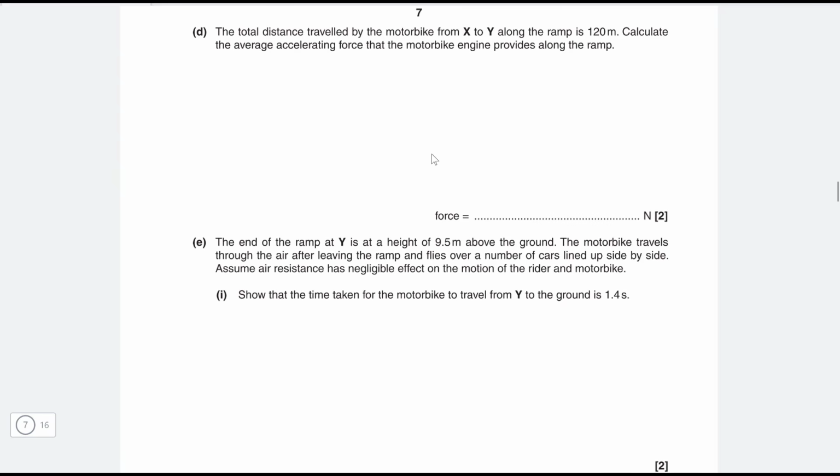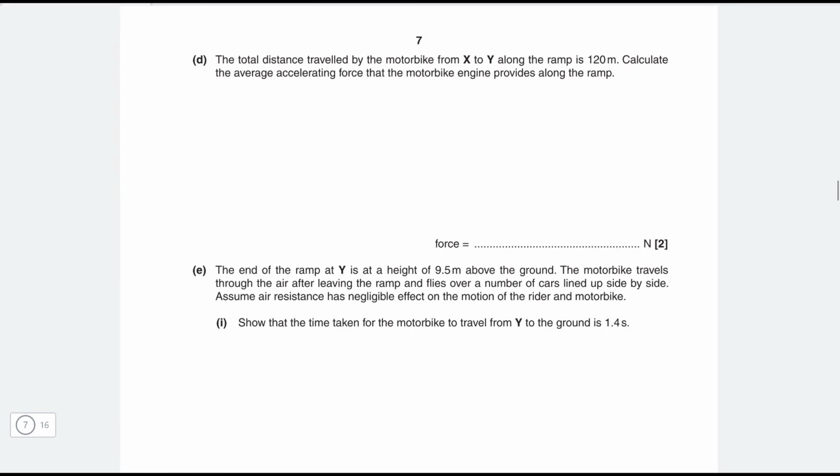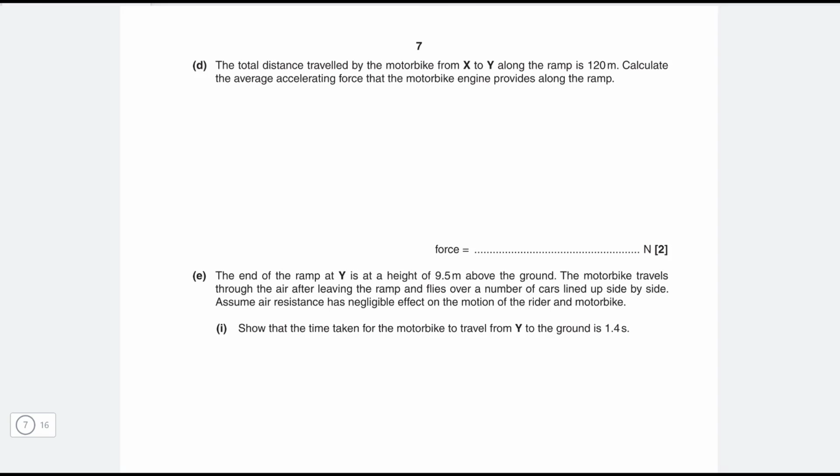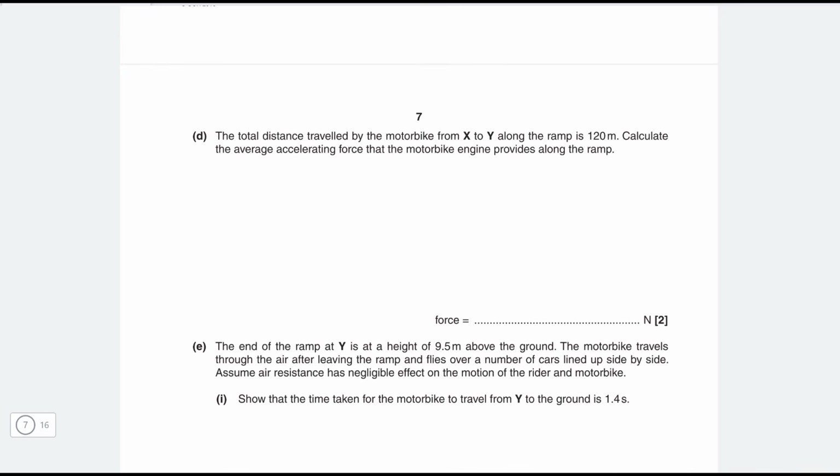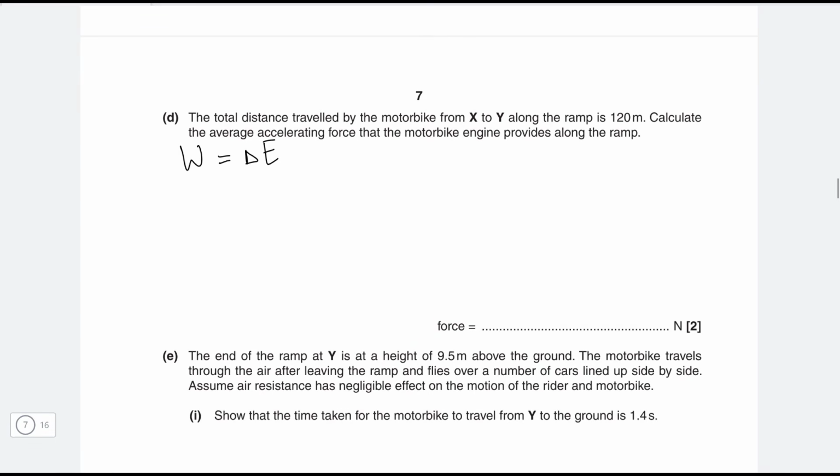Now the rest of this question involves calculating the average force. The total distance traveled by the motorbike from X to Y along the ramp is 120 meters. Calculate the average accelerating force the motorbike provides along the ramp. We can actually use the fact that work done is force times distance to do so. Remember that work done, which I'll call W, is equivalent to the change of energy.